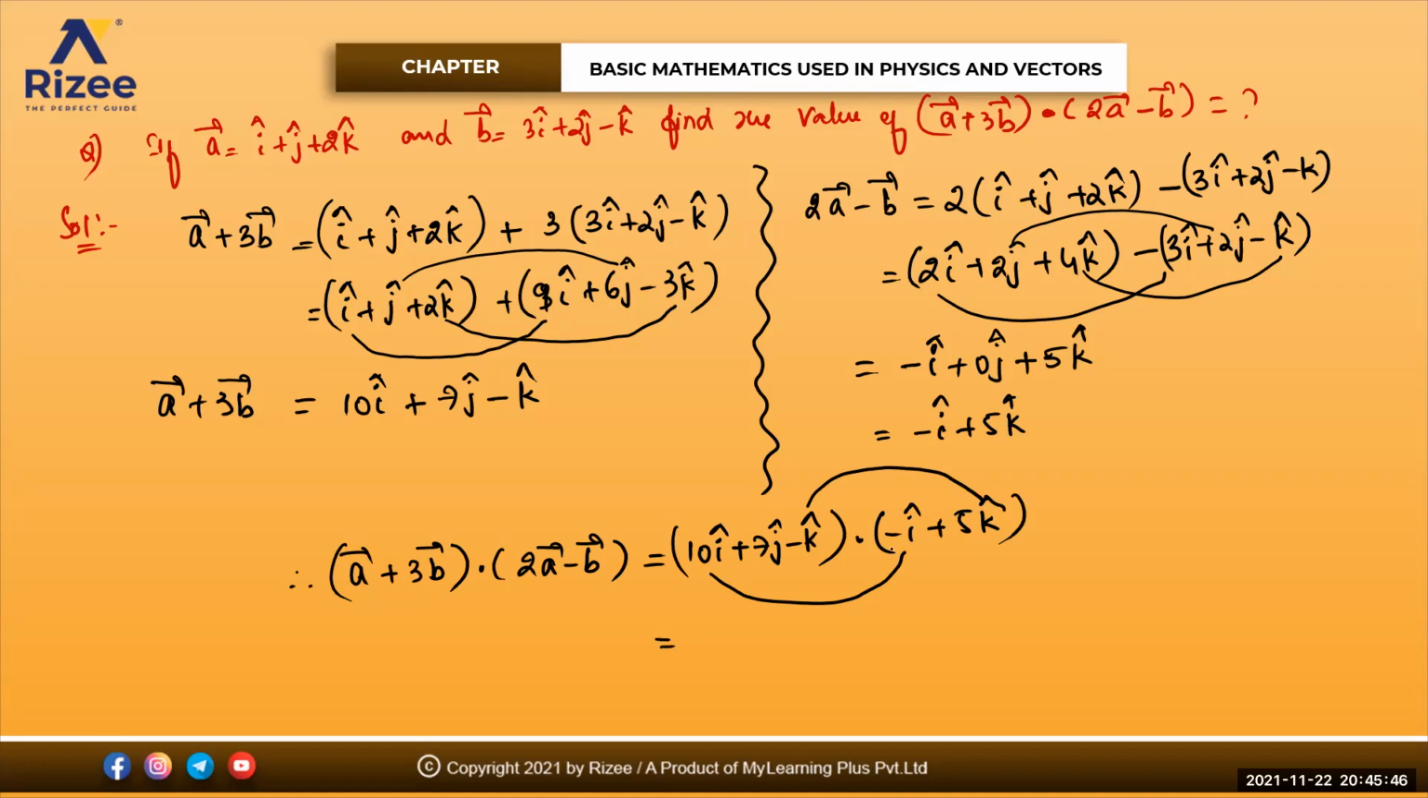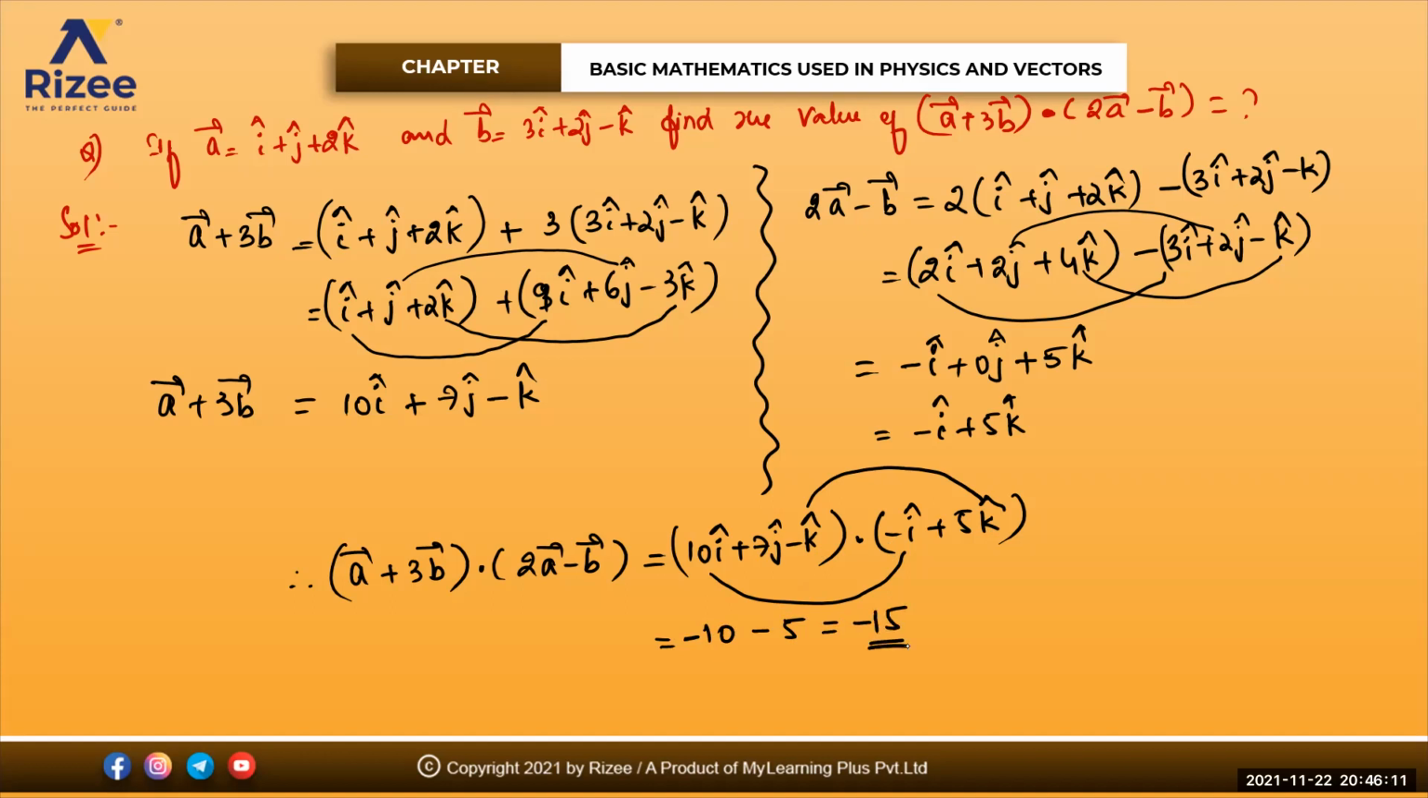So 10i minus i, that will be equal to how much, beta? It will be equal to how much? 10. i dot i is 1. Then minus k plus 5, that will be equal to minus 5. 10 minus 5, this is minus, no? So it will be minus 10. So minus 10 minus 5 will be equal to minus 15.